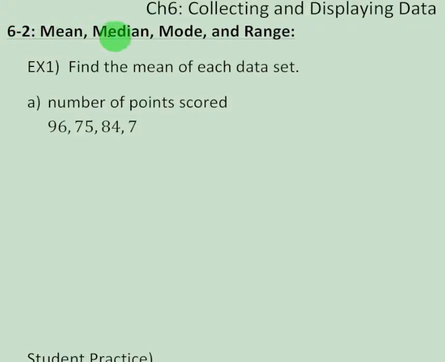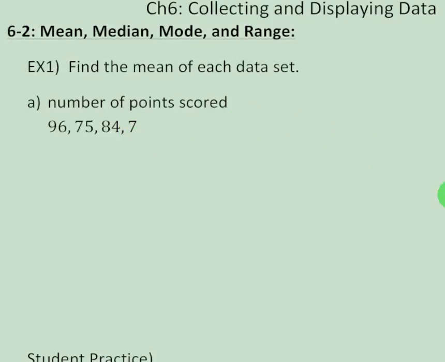We're going to find the mean, median, mode, and range of data or information. And in this first example, we're asked to find the mean of each data set. For problem A, we're given the number of points scored: 96, 75, 84, 7.